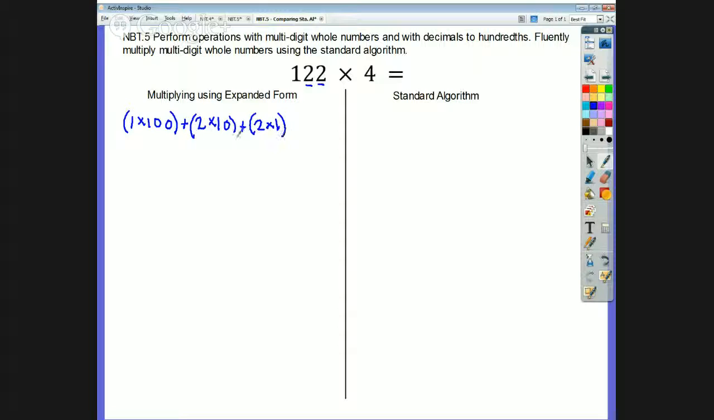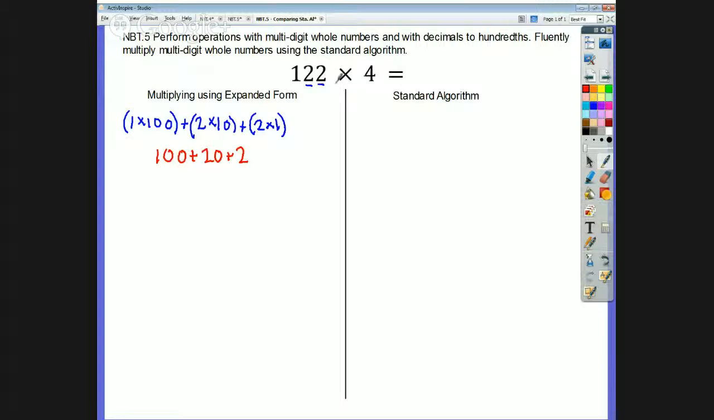When I perform these multiplications, I get something kind of interesting. So let's perform these multiplications. We know that 1 times 100 is 100, plus 2 times 10 is 20, plus 2 times 1 is 2. Okay, so I have expanded form, and then I have performed the operation of multiplication on those. Now, let's look at what happens when we actually multiply that by 4.